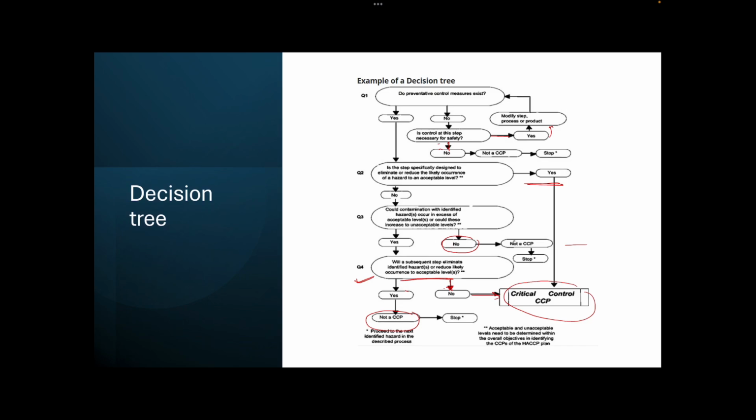So for every hazard, at every step of your process, you have to use this decision tree to determine if a particular step in a process is a CCP. Now, in a regular process, typically there would be 1, 2, or 3 critical control points. You do not want too many critical control points.